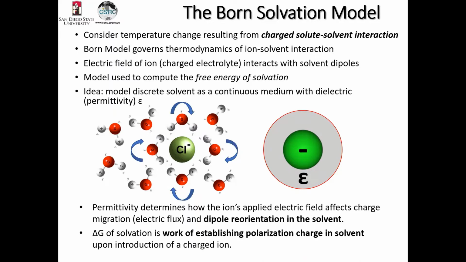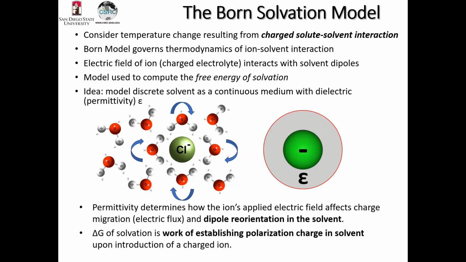Now, an ion's charge will yield more electric flux in a solvent with low permittivity, meaning the solvent won't be able to store as much energy through reorientation of dipoles as it would if it had high permittivity. If the solvent has high permittivity, it's going to store more energy through the dipole reorientation, kind of like a capacitor, as I said.